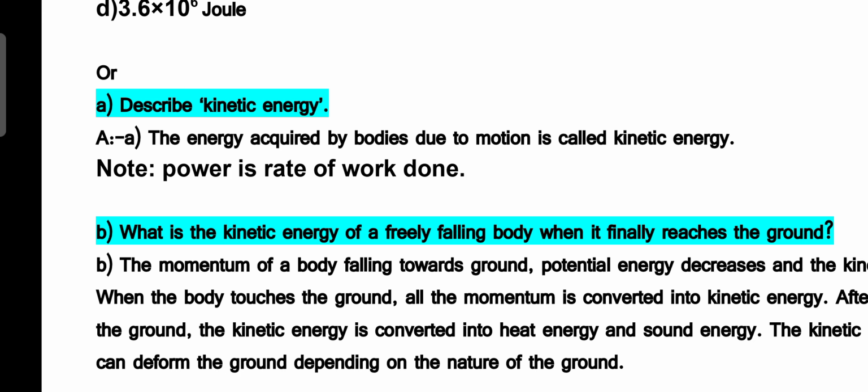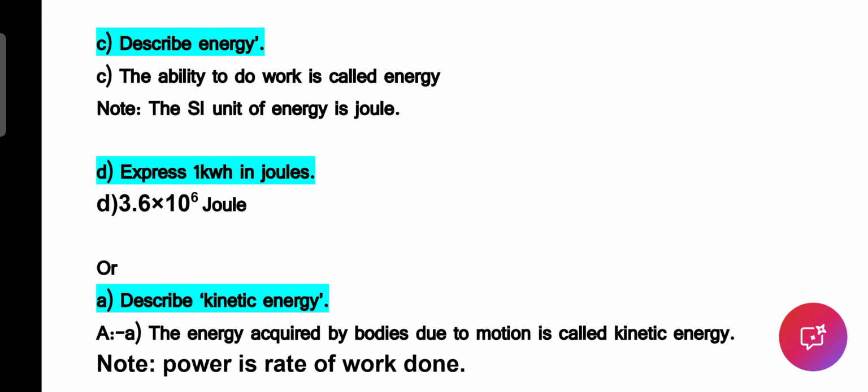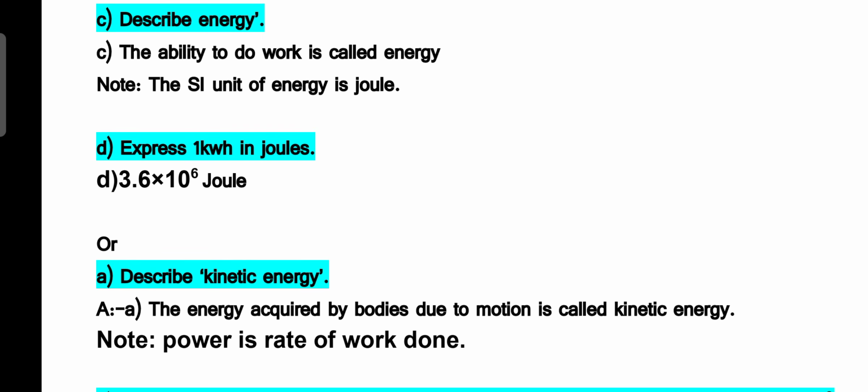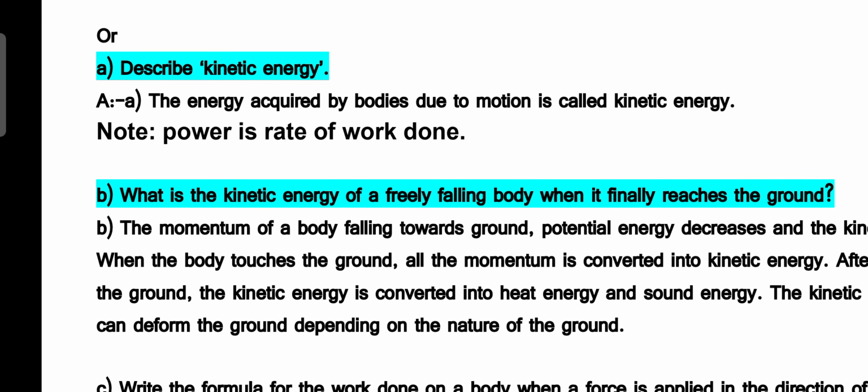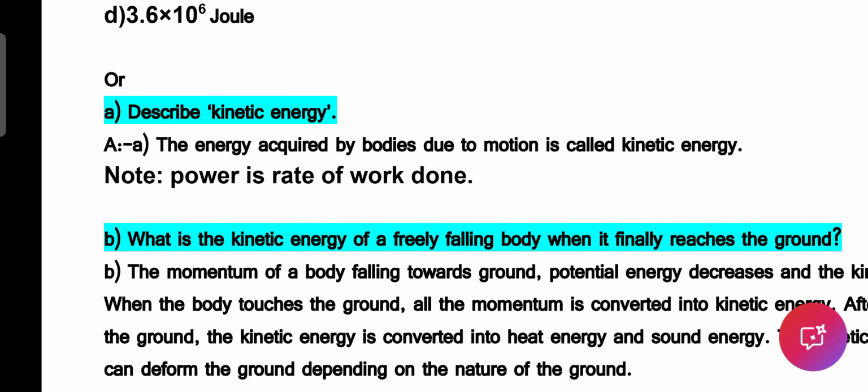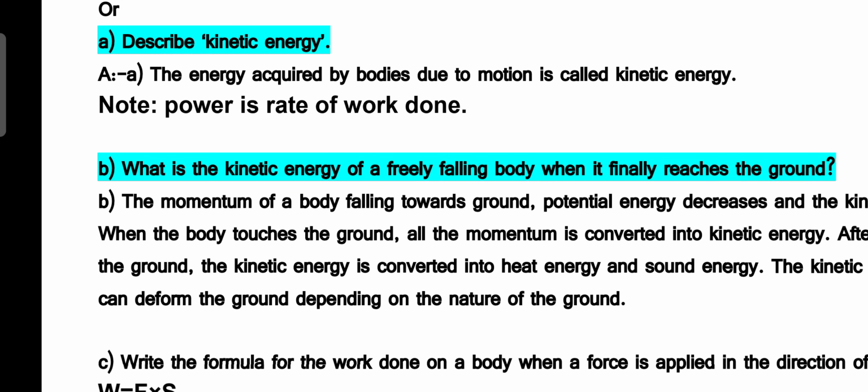Power is called the rate of work done. There will be confusion between energy and power. The energy is the ability to do work, but the power is the rate of work done. Now, let us continue with the B part of the question.